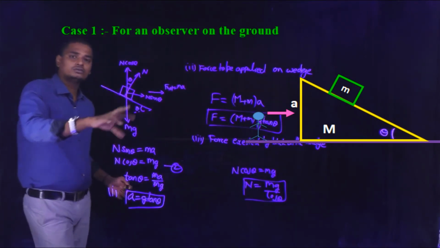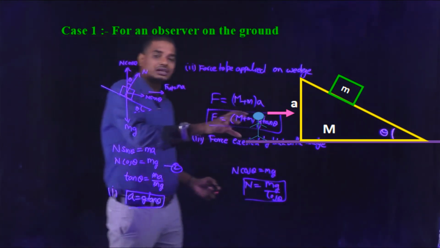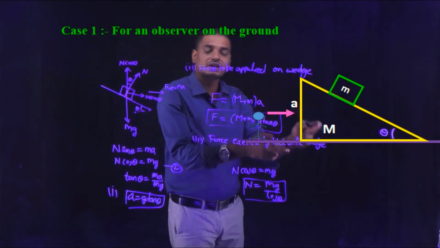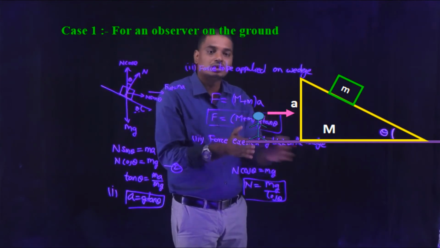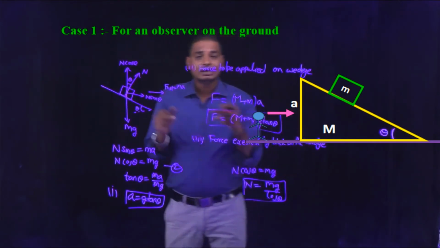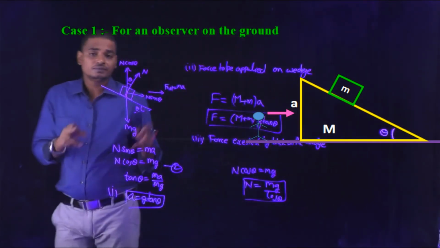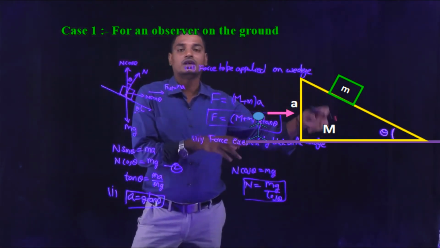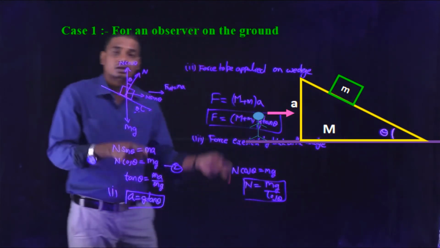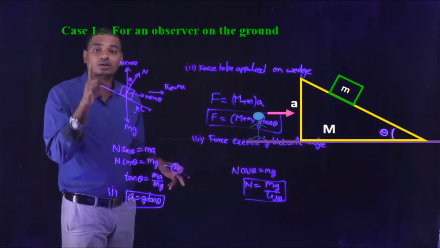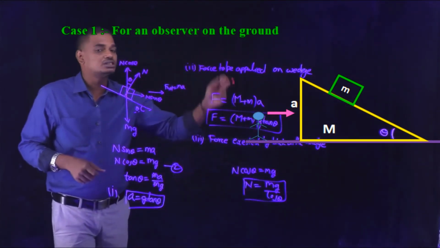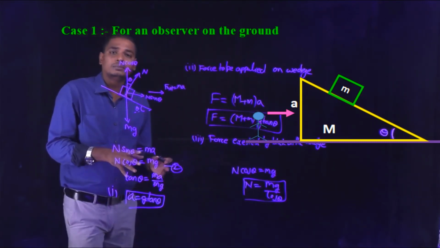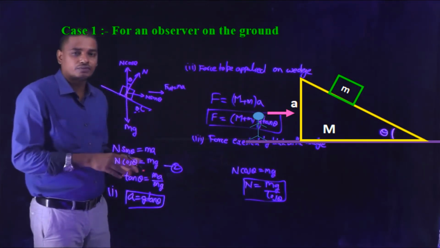Here we have solved this question by considering an inertial frame of reference. That means the observer is on the ground. Okay, now let us solve the same problem if the observer is on the wedge. If the observer is on the wedge, the frame of reference will be a non-inertial frame of reference as the wedge is accelerated. So let us solve the problem by the non-inertial frame of reference.